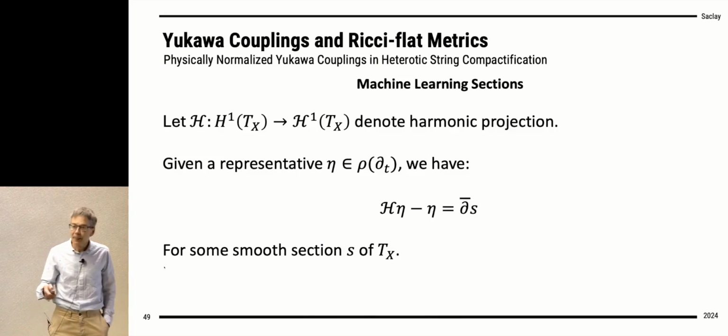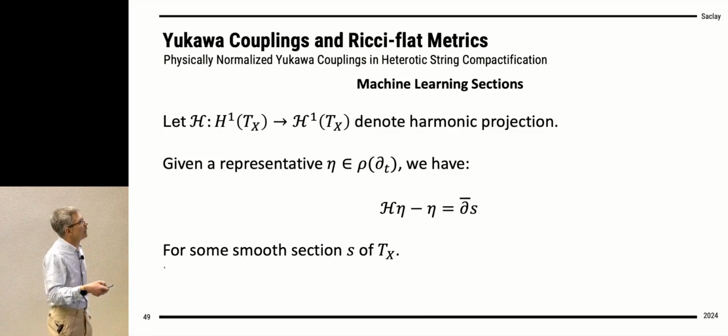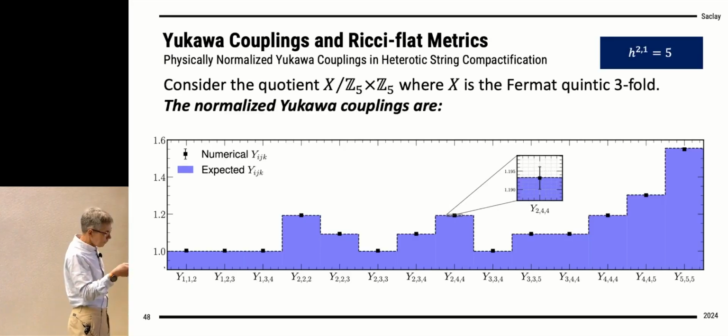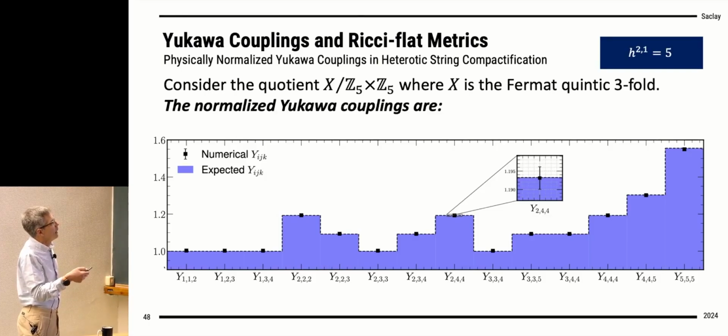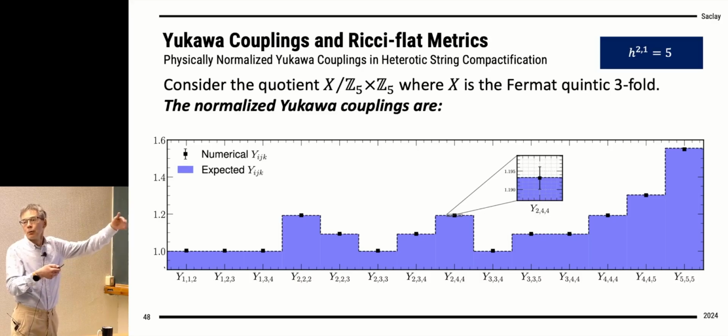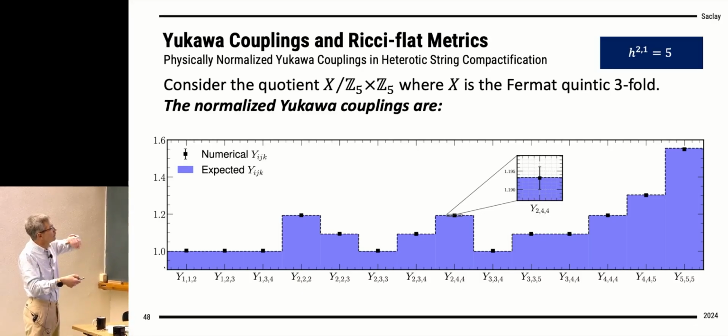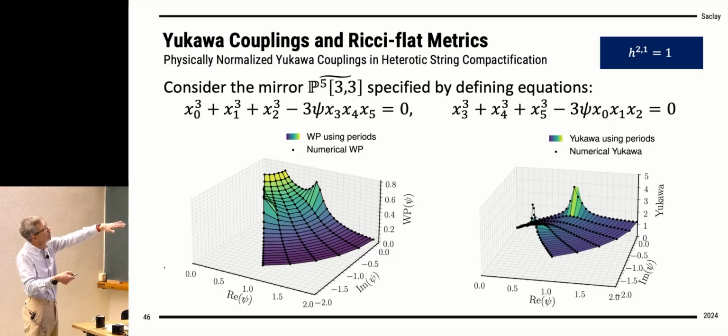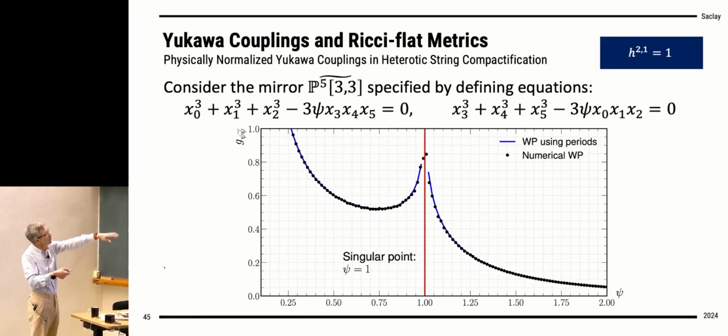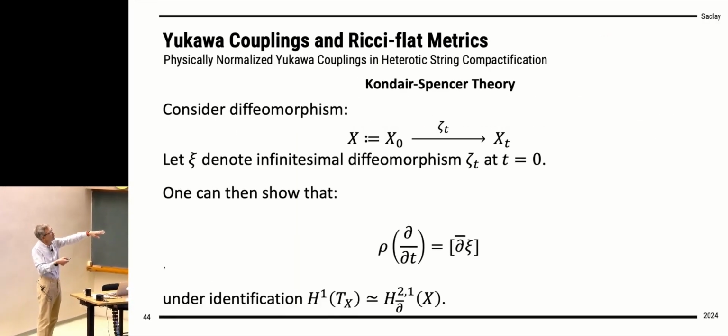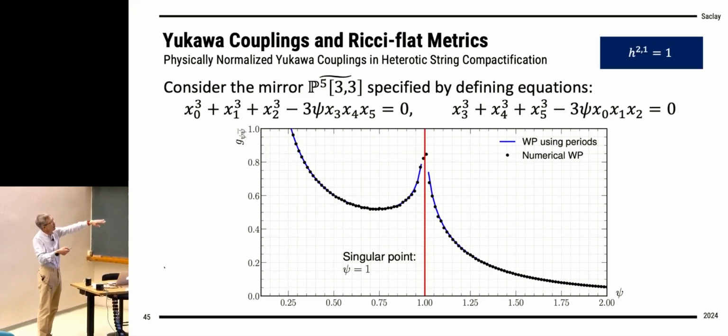Yeah. How do you get the error bars? So it has to do with you run the experiment several times, or you run not the experiment, you run this calculation here of the numerical metric, the metric and the Yukawa coupling, using this Kodaira-Spencer theory. So you have to do a numerical integration.